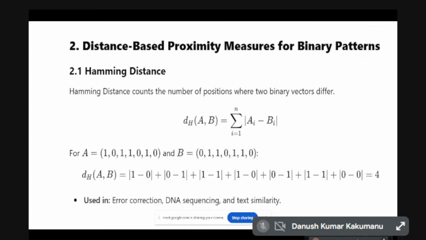Example 2. Binary values are 1 and 0. Okay? Solve the following using Hamming distance proximity measure between two binary vectors.